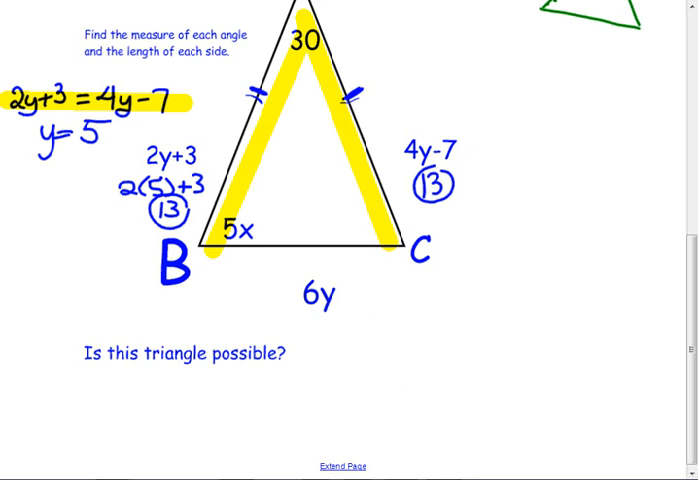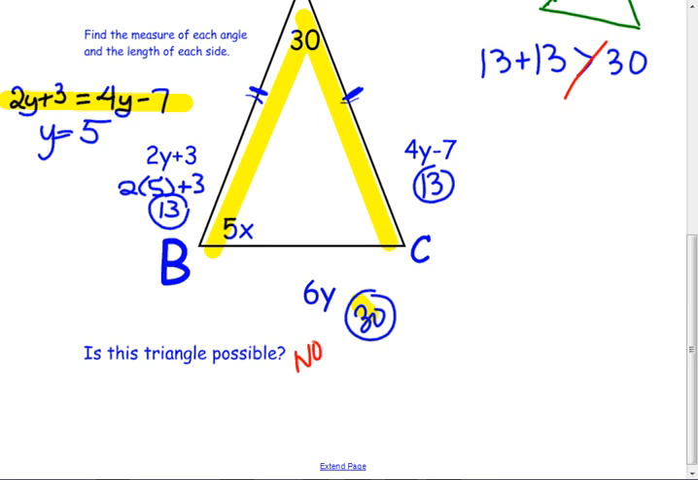This is 30. What's true if I add the 2 sides? They have to be what? Greater than the 30, are they? TJ, are they bigger than 30? No. So it's not a triangle, but we'll go ahead and find x anyway.